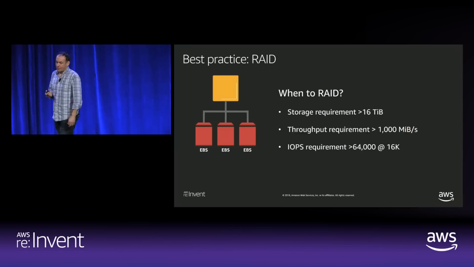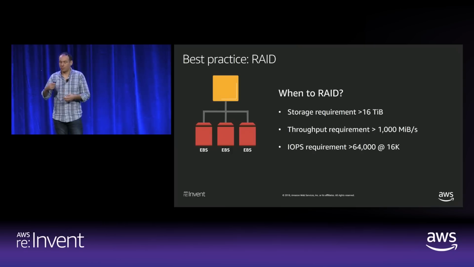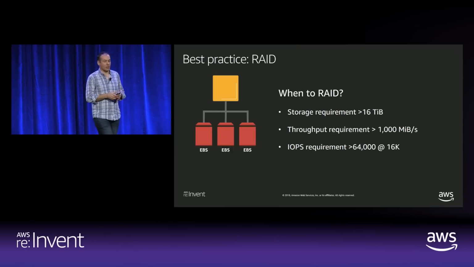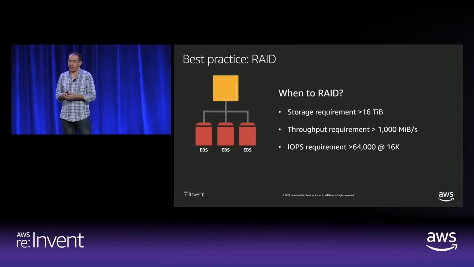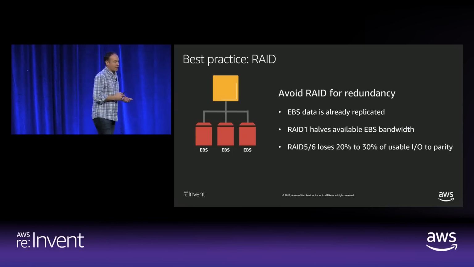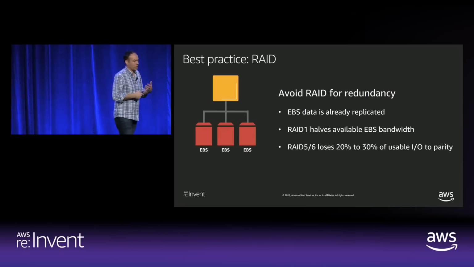Now, when do you want to RAID? I hear a lot of questions. What if you need more than 16 terabytes of storage, more than 1,000 megabytes of throughput, more than 64,000 IOPS? That's when you want to RAID, and you want to do a RAID 0 here. One thing that I do recommend against is doing RAID for redundancy purposes. So EBS is already replicated through our distributed system. And if you use RAID 1 or RAID 5 or 6 or any sort of erasure coding, you're going to reduce the amount of EBS-optimized bandwidth available to your workload.